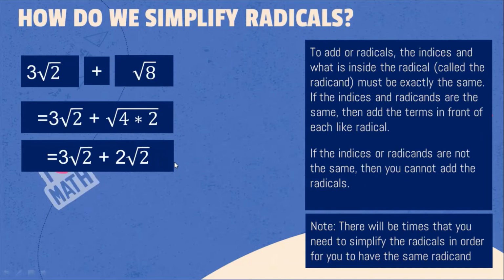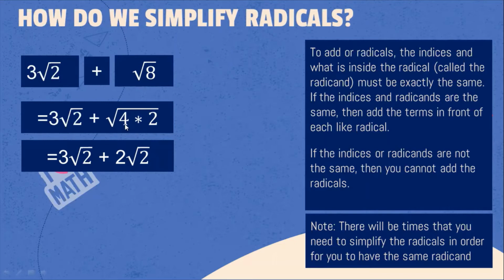We now have the same indices and the same radicand. We just simplify the square root of 8. We can simplify the square root of 8 by means of getting the factors. And one of the factors must be a perfect square factor, that is 4.